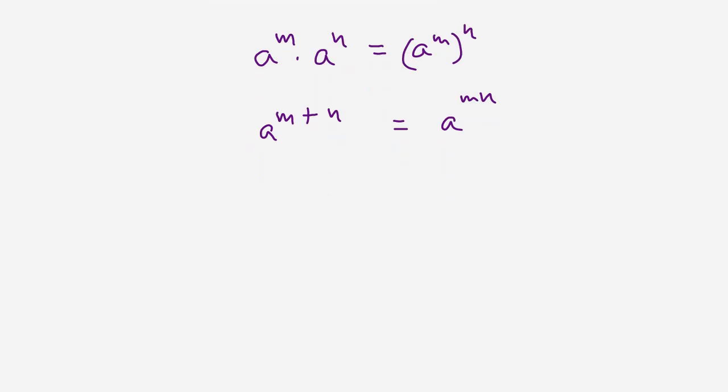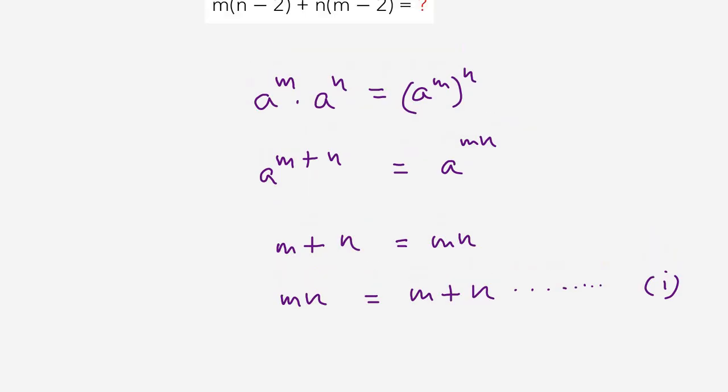Now here the bases are equal, which is a, so we can write m plus n equals m times n, or we can write m times n equals m plus n. We can give this as equation number 1.